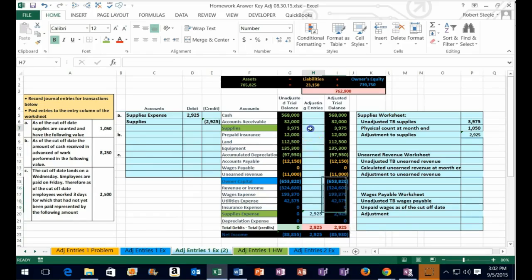And then we'll post the other side here. So we are in H7. We'll say equals, and then we point to the supplies account there, the credit. This is a debit, that's a credit, they're the opposite, therefore it's going to make it go down to, hopefully, our physical count there. So now we're assuming that we, of course, used the 2925 of supplies in this case.